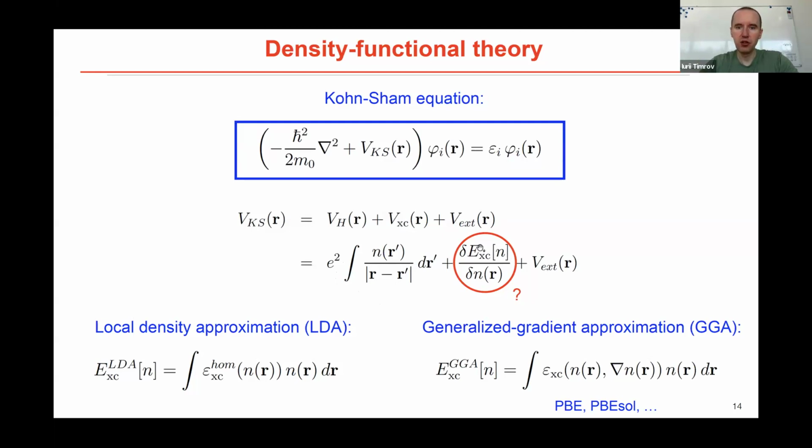And what is not known is the exchange and correlation part. This exchange correlation potential is defined as the variational derivative of the exchange correlation energy with respect to the density. And this is what we don't know. So the DFT approach doesn't tell you what is the exchange correlation energy.